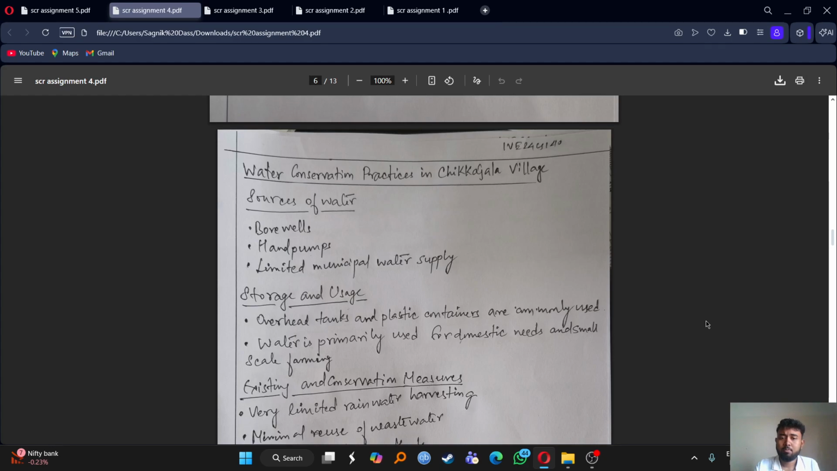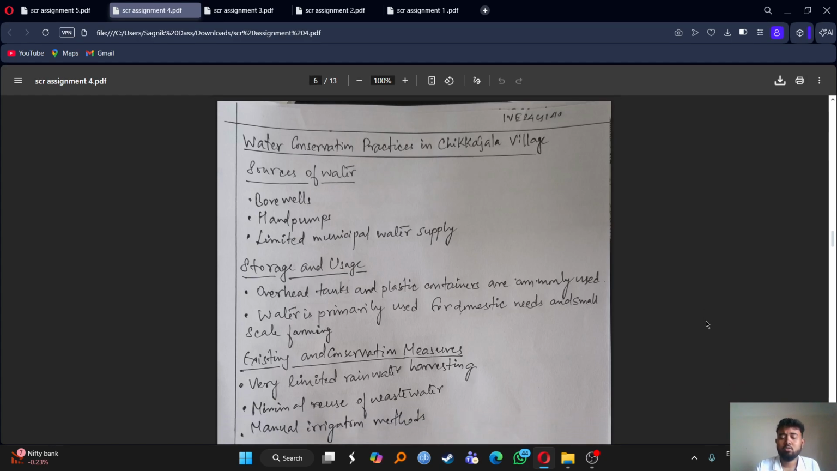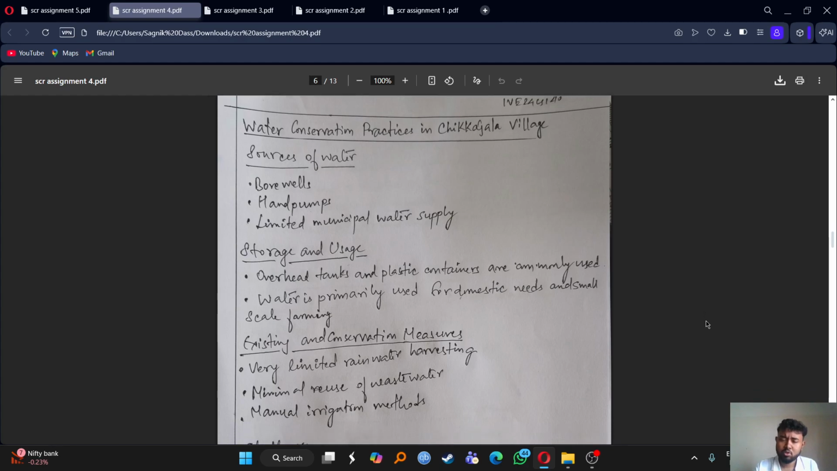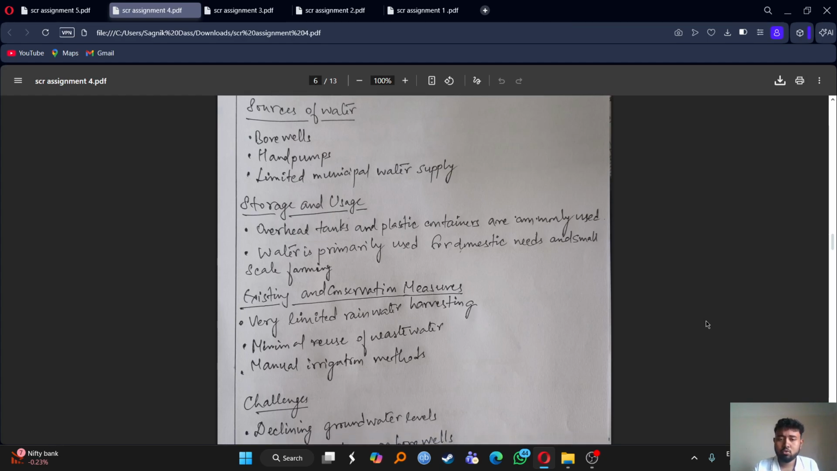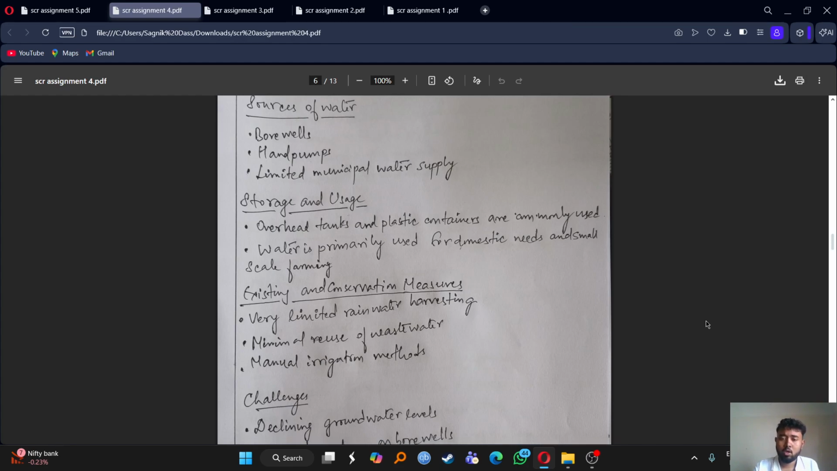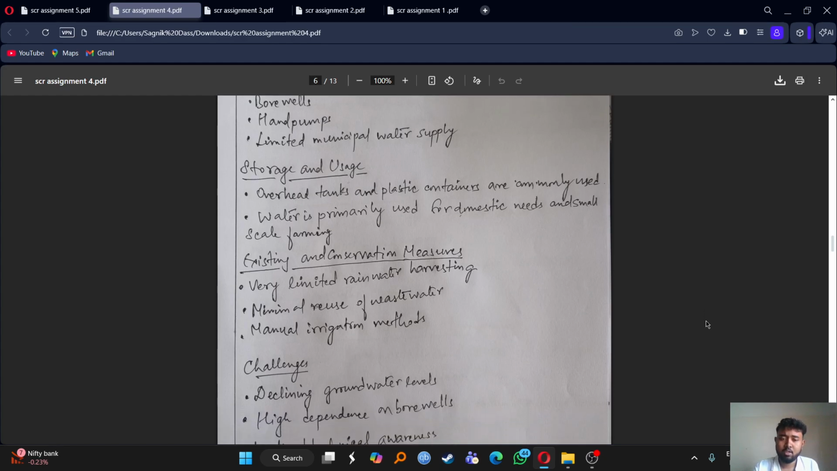Water conservation practices in Chikjala villages. Sources of water: since the municipal water supply is very limited, borewells and hand pumps are the usual sources. Storage and usage: overhead tanks and plastic containers are commonly used. Obviously, it's the most popular water storage facility in India.